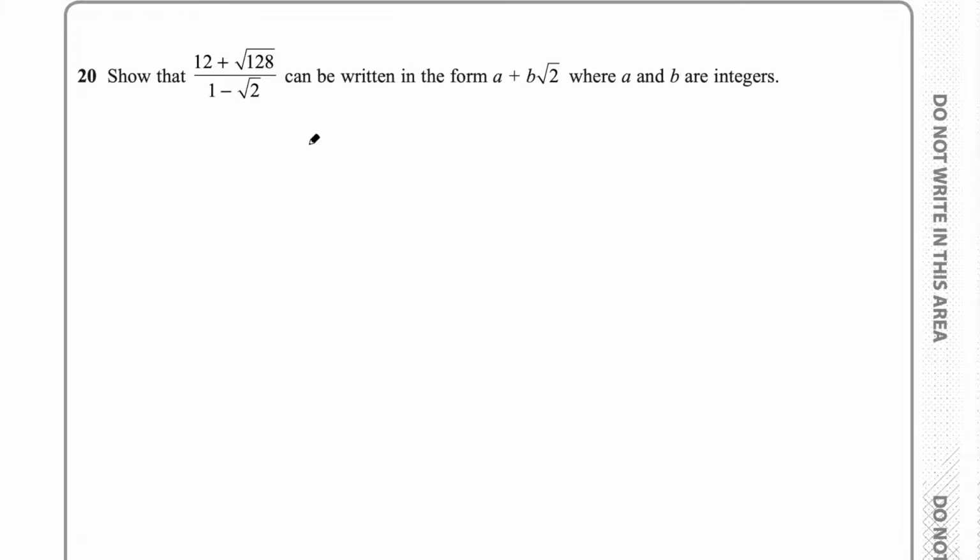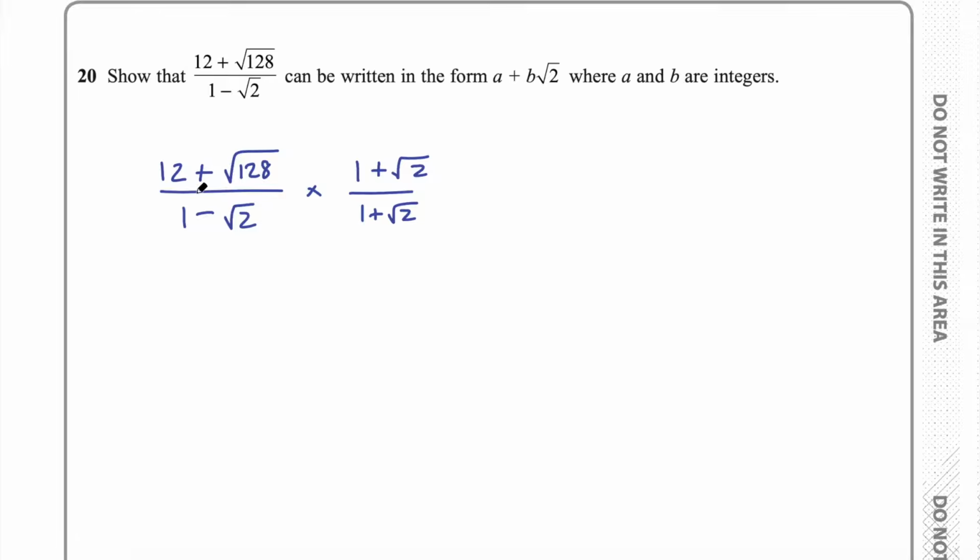Usually when you have a surd in the denominator, you would rationalize that denominator by multiplying by the conjugate. So the conjugate of 1 minus root 2 is 1 plus root 2. So I'll show you what that looks like. Let's just write that out again and multiply by the conjugate, which is 1 plus root 2 over 1 plus root 2.